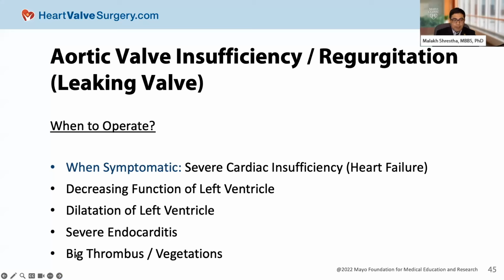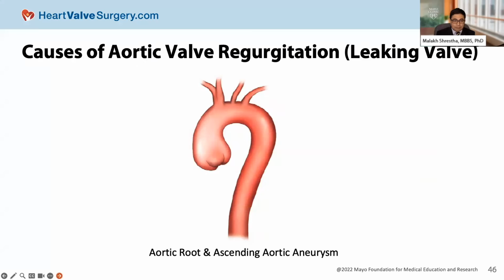So when to operate? Now, of course, when symptomatic, so severe heart failure. But the problem is that with aortic valve regurgitation, these problems come a little bit later. So there is decreasing function of the left ventricle, and there will be dilatation of the left ventricle, because with every heartbeat the blood goes back into the heart when the valve is supposed to block it. So then the heart starts to dilate. And of course, in severe endocarditis, if there are any infections or a big thrombus of vegetations, then of course one has to operate.